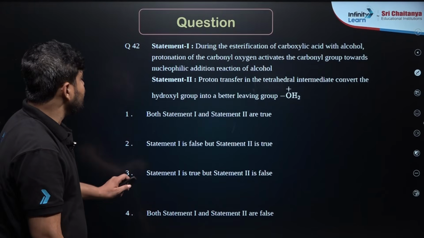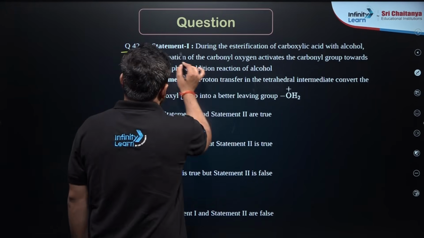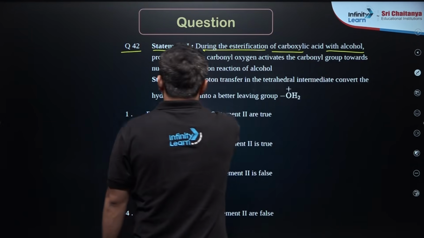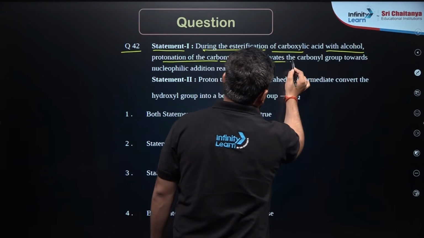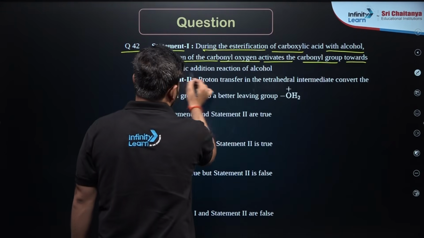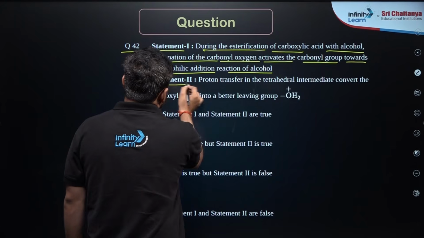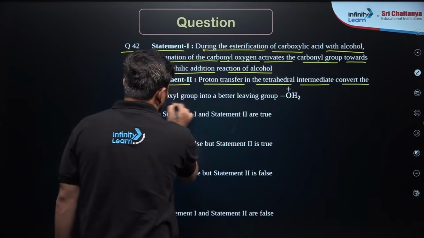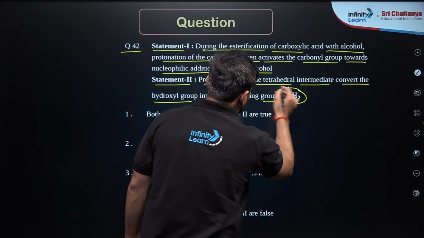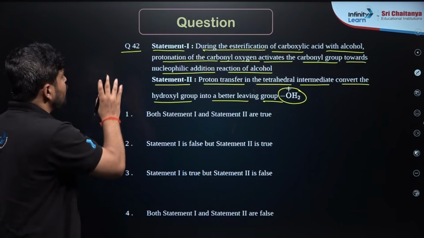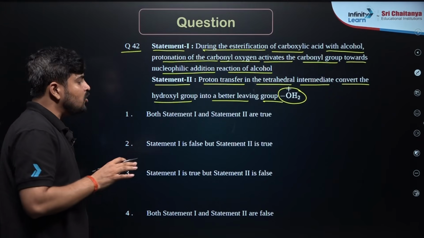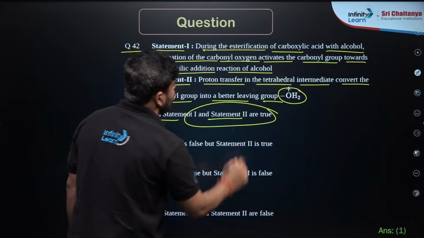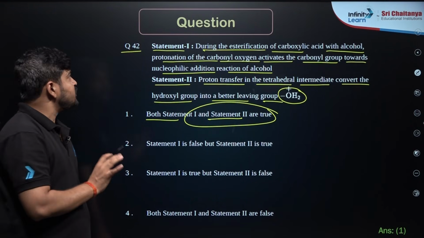Now I am coming to the next question, question number 42. Statement first: during the esterification of carboxylic acid with alcohol, protonation of the carbonyl oxygen activates the carbonyl group towards the nucleophilic addition reaction of alcohol. Statement second: proton transfer in the tetrahedral intermediate converts the hydroxyl group into a better leaving group, OH2+. Comparing both, statement first and statement second are both correct.